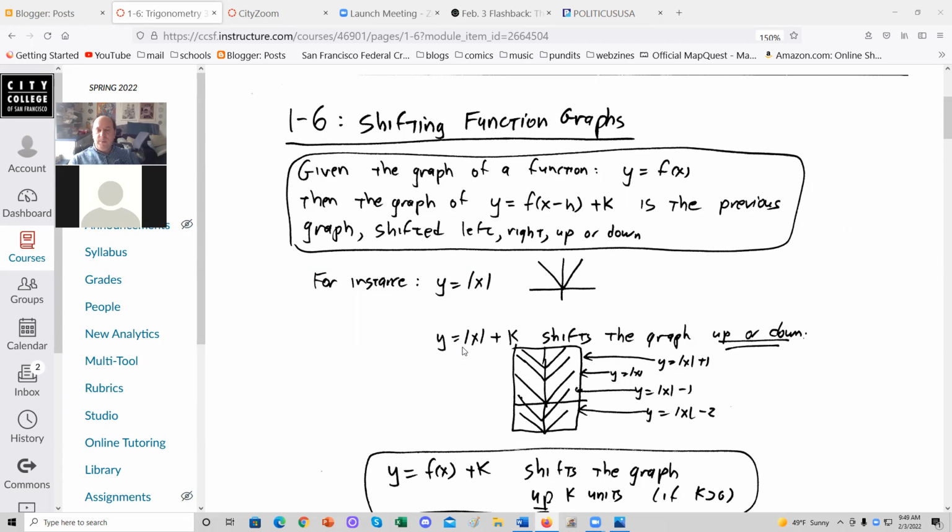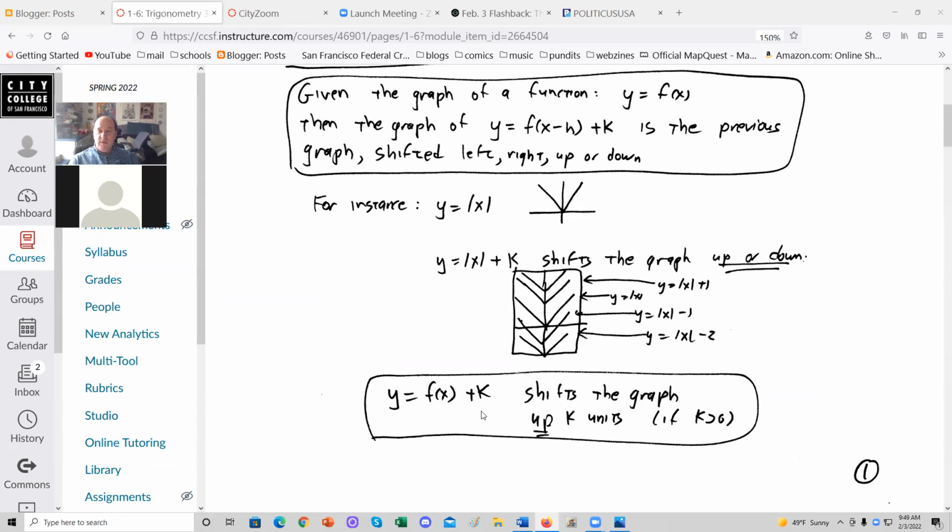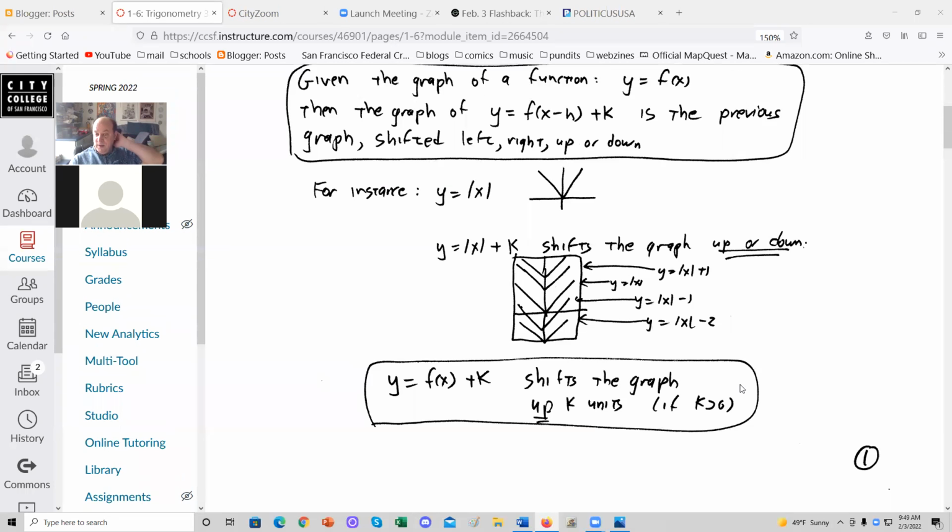But okay, y equals absolute value of x plus k, that plus k outside the absolute value sign, will shift the graph up or down. So this, for example, is the graph of y equals absolute value of x. This will be the graph of y equals absolute value of x plus 1. This will be the graph of y equals absolute value of x minus 1. Here's the graph of absolute value of x minus 2, absolute value of x plus 2. So y equals f of x plus k, with a plus k outside the f of x, will shift the graph up k units if k is positive, down if k is negative.